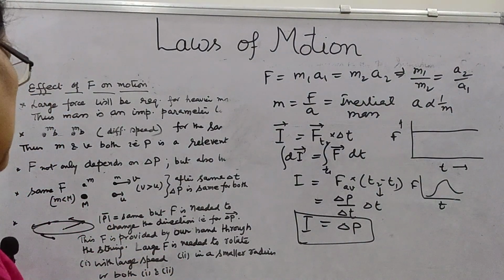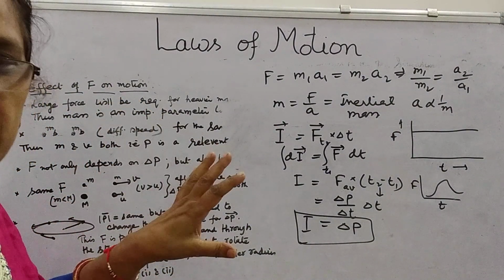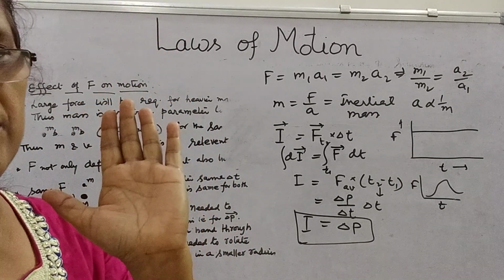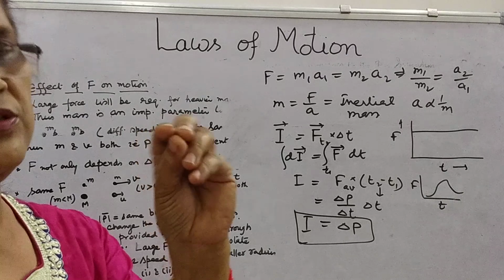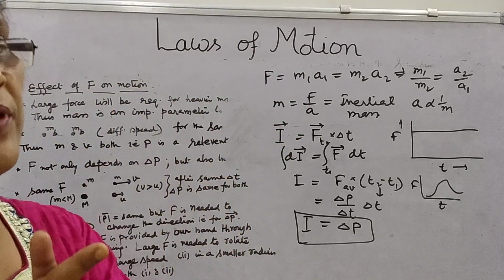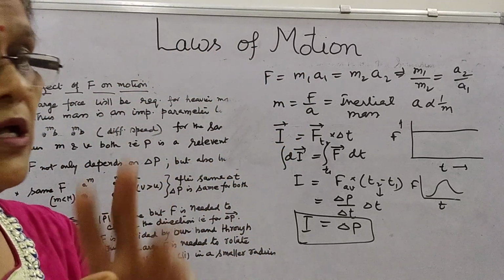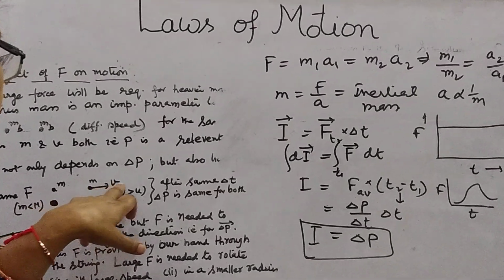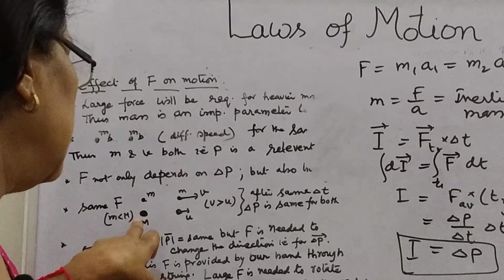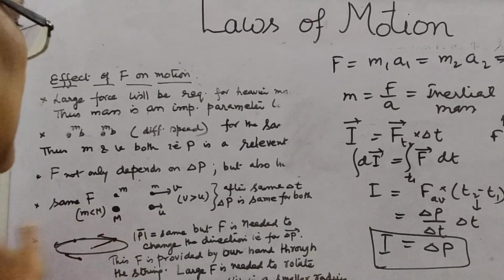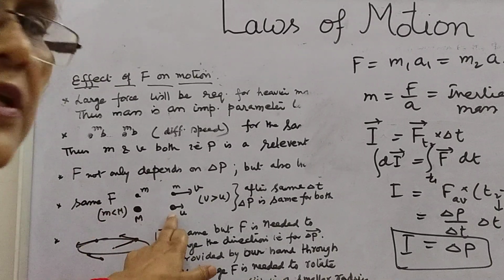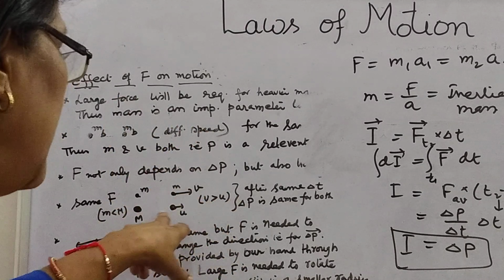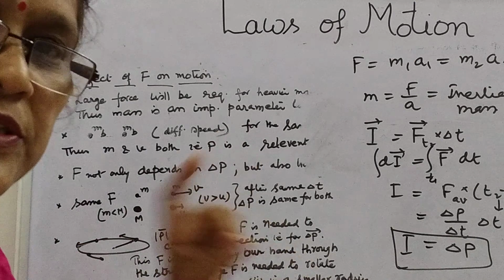Also, let us see the same force applied for the same time interval on different masses. If you apply the same force, what will happen? Suppose this is the lighter mass, then its velocity will be greater. If this is the heavier mass, its velocity will be lesser. After a certain time, you will find the change in momentum for both objects is the same.